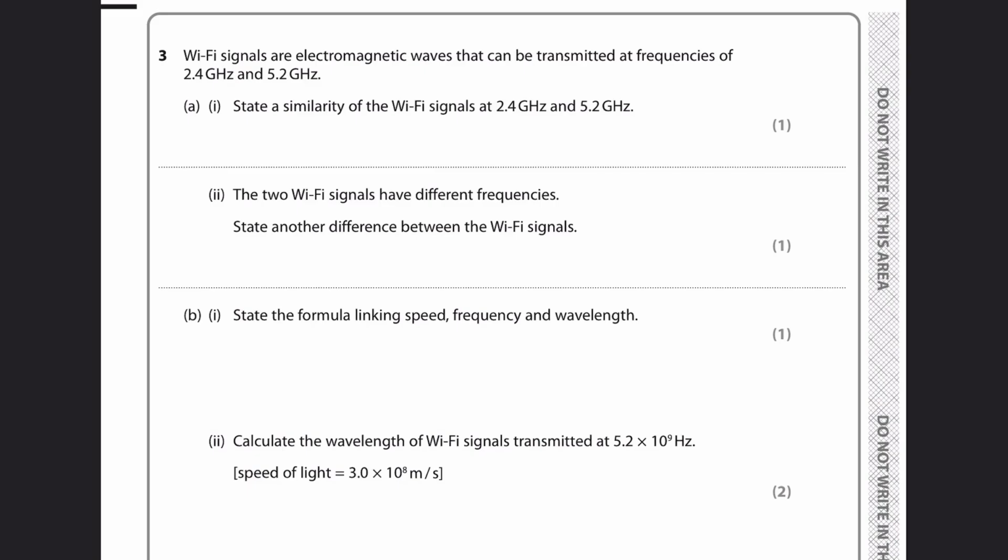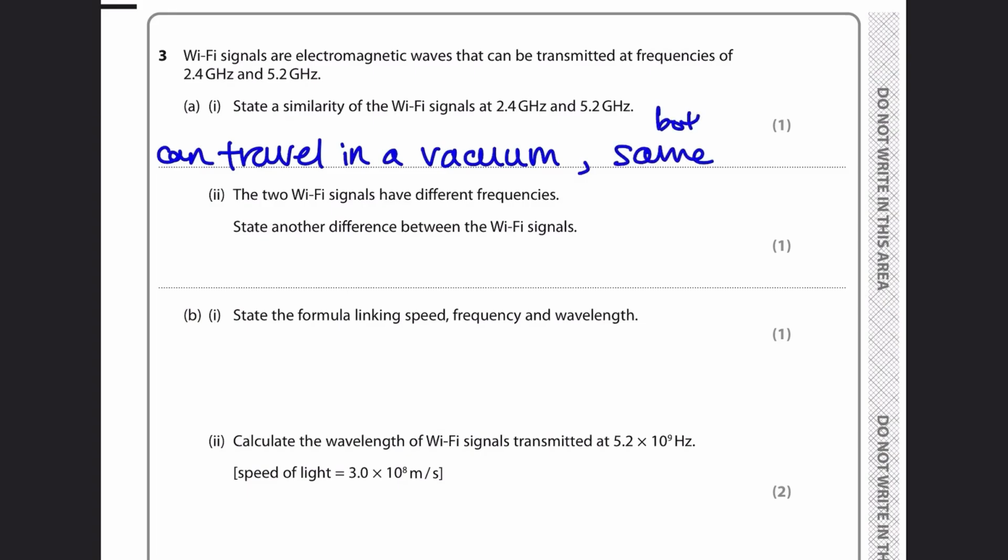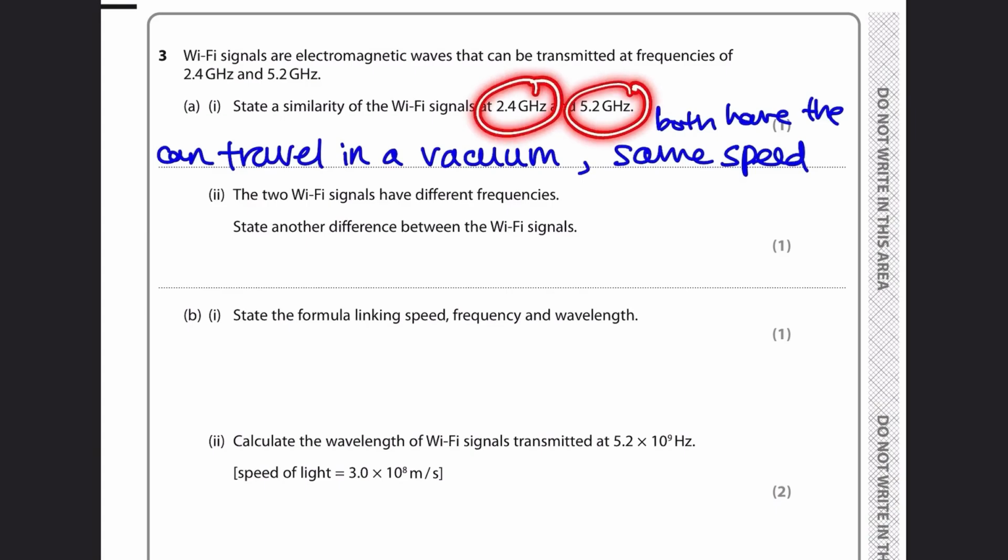If you know anything about electromagnetic waves, you know that they can travel in a vacuum. That's just one of the characteristic behaviors of electromagnetic waves. The other thing that all electromagnetic waves have in common is same speed. Both have the same speed. So even though one hertz is much bigger than the other hertz, they're traveling at the same speed.